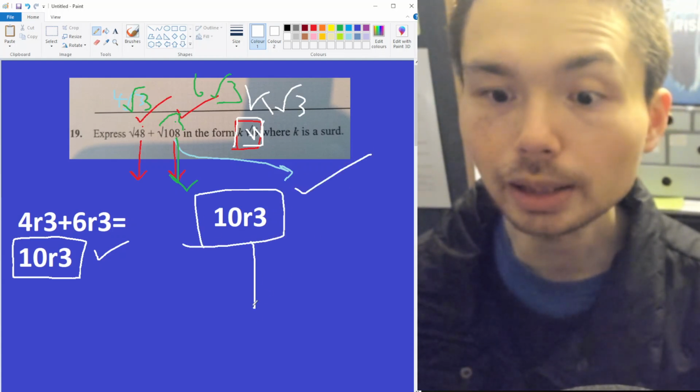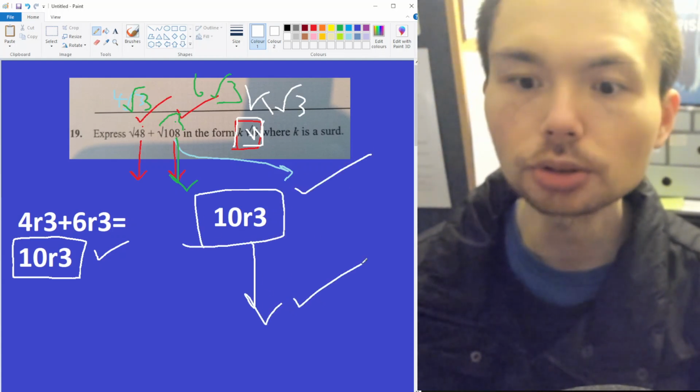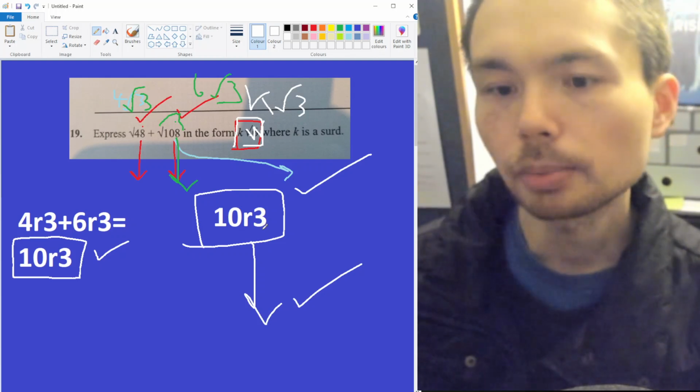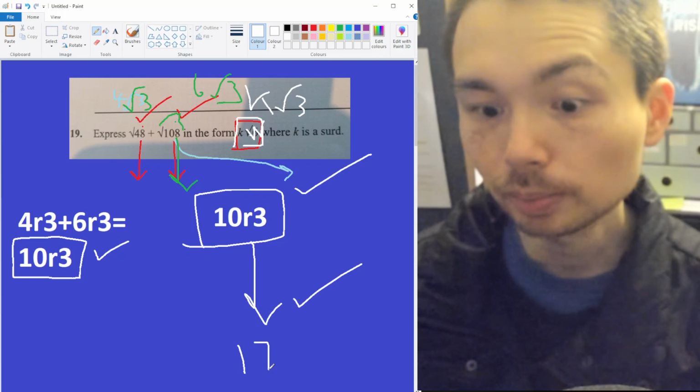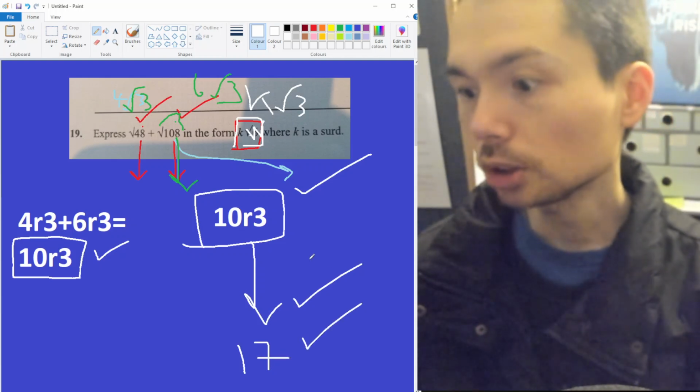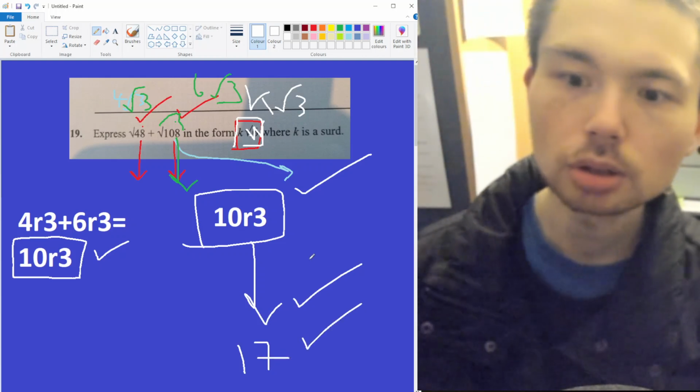We can always type this in the calculator just to bring some meaning to the surds. 10 times root 3, that's about 10 times 1.7, so it's about 17. You can type it in your calculator just to check. So there we go. That is a surd video.